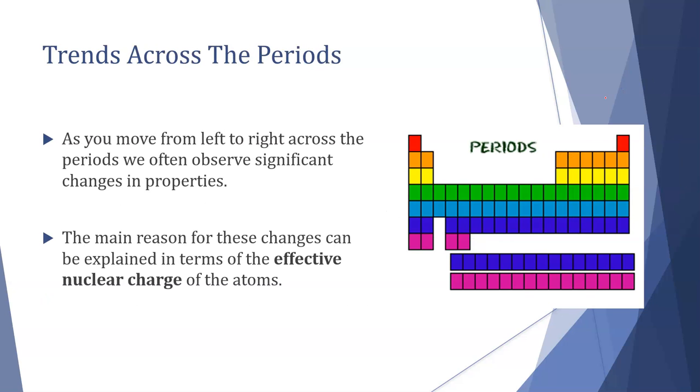When we move across the period, we observe significant changes in properties. And the main reason for this is effective nuclear charge, which we'll be looking at in our next video.